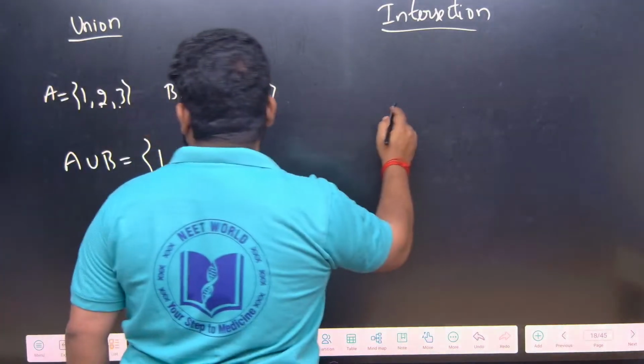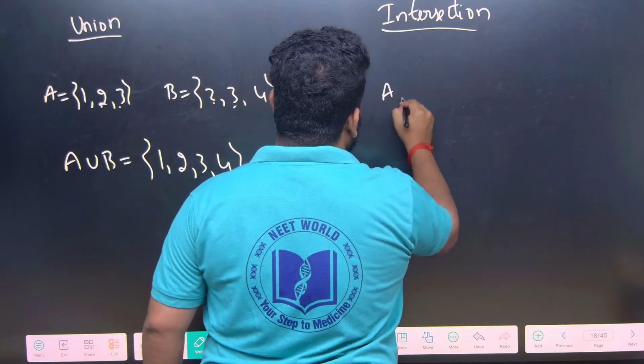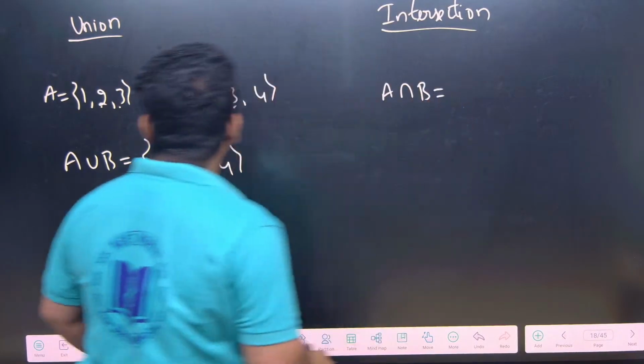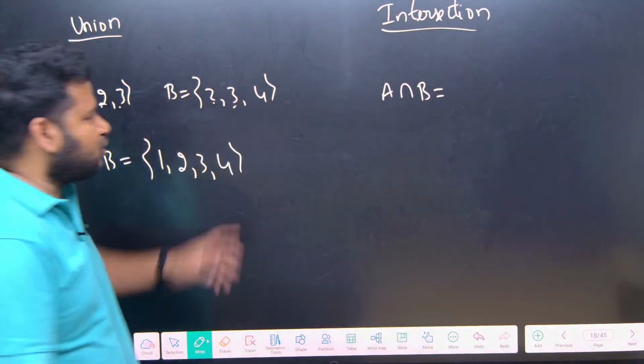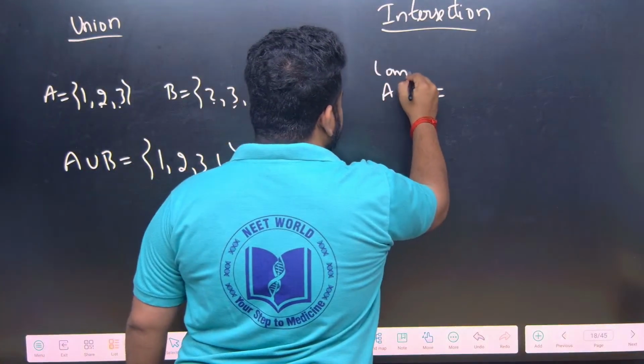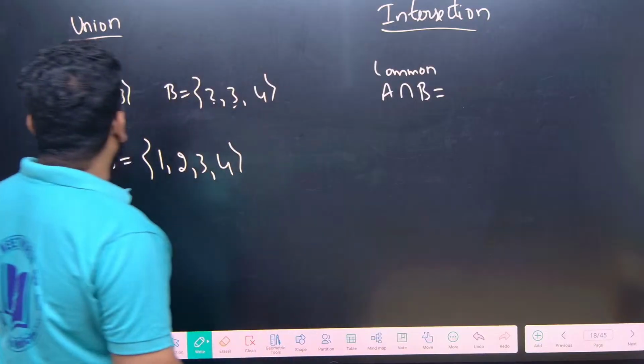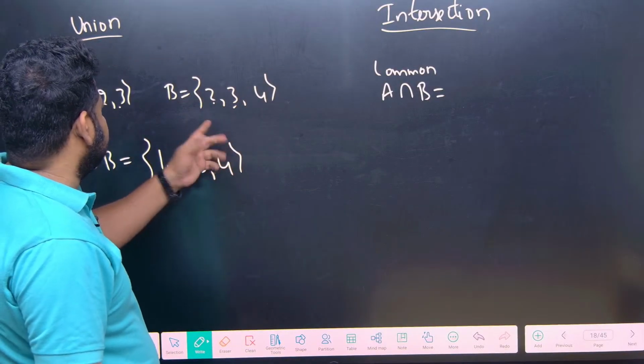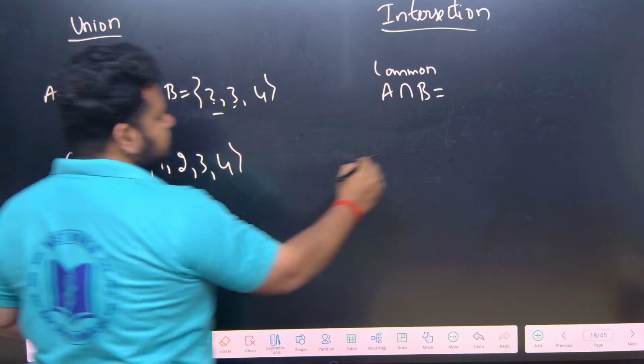So for the same thing, if I write A intersection B, A intersection B means what is common between A and B? 1, 2, 3 is there, here 2, 3, 4 is there. What is common? 2 and 3 are common. So this I will write as 2, 3.